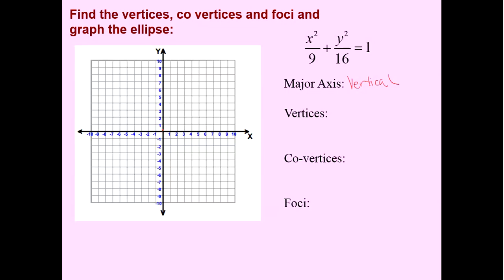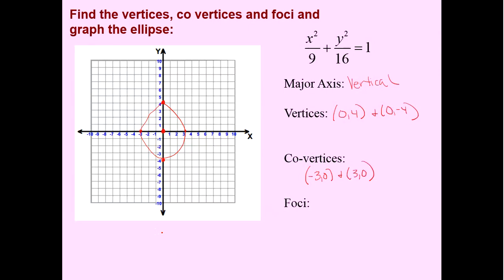So since I'm going vertical, we have a center of 0, 0. I'm going to go up 4, put a dot, and down 4, put a dot. So my two vertices would be at 0, 4 and 0, negative 4. Your co-vertices then, we look over here, that would be 3, right? Because this is b squared. So I'm going to go 3 this way, 3 this way, and I now have my ellipse drawn. So my co-vertices were at negative 3, 0 and 3, 0.